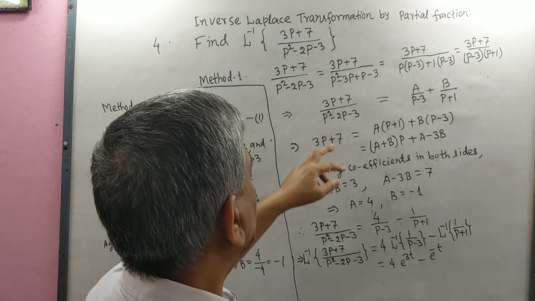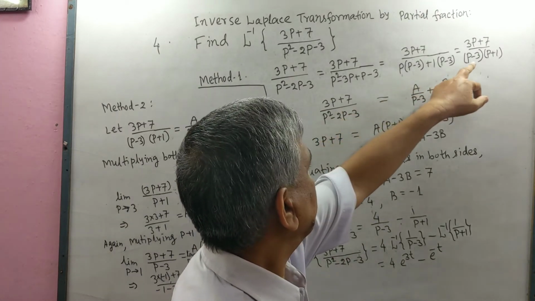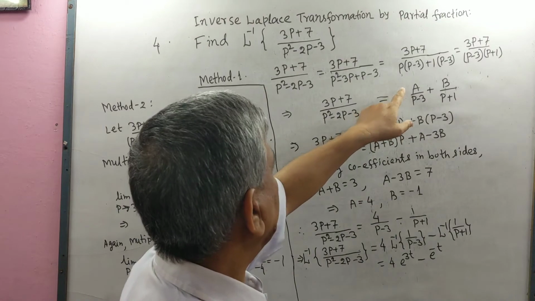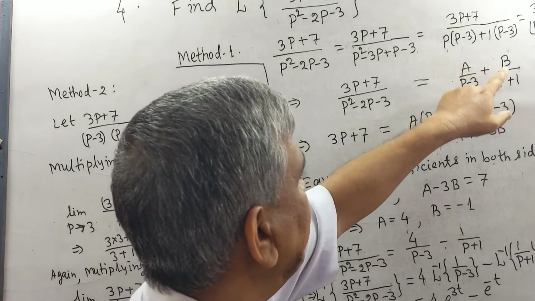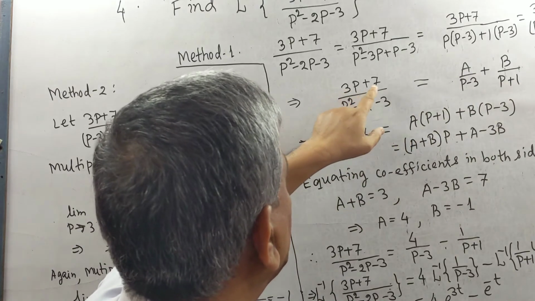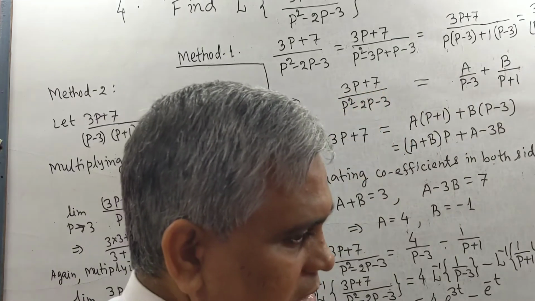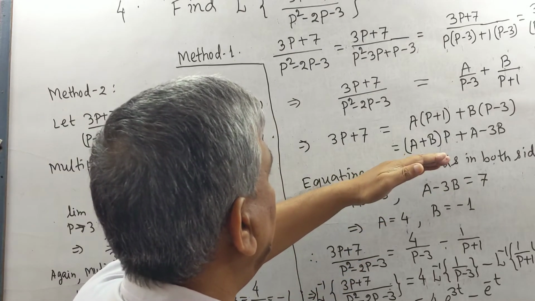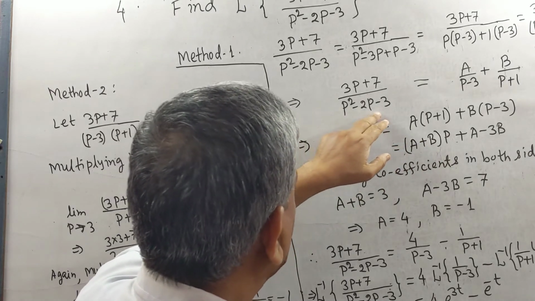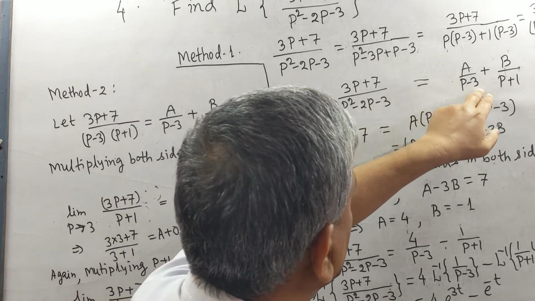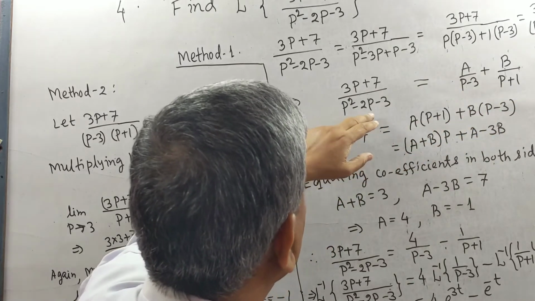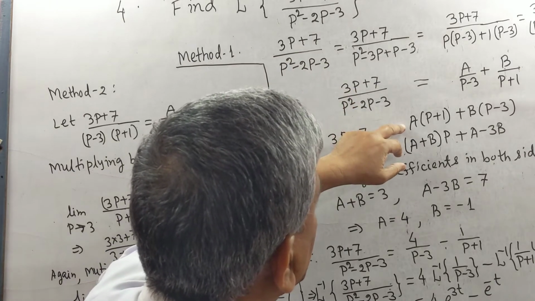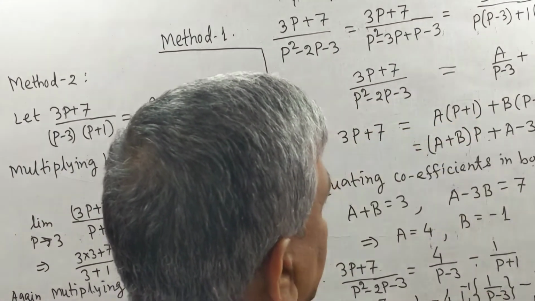Now we write, here we have two factors, p minus 3 and p plus 1. So we write A/(p minus 3) plus B/(p plus 1) equal to (3p + 7)/(p square minus 2p minus 3). Now we take the LCM and equate the numerators. So we take 3p + 7 equal to A into (p + 1) plus B into (p minus 3).